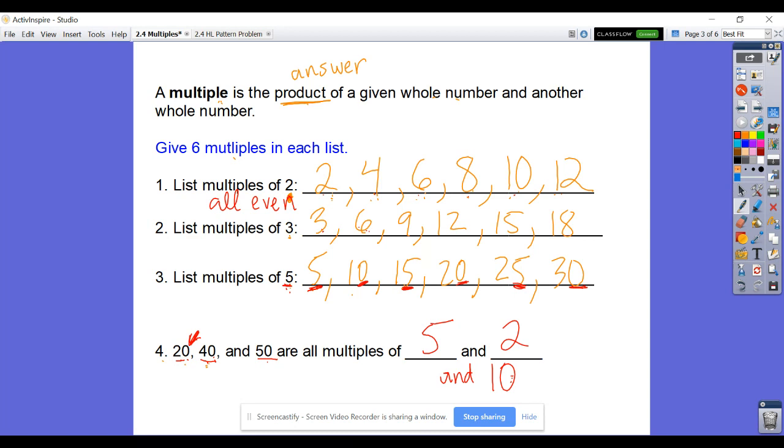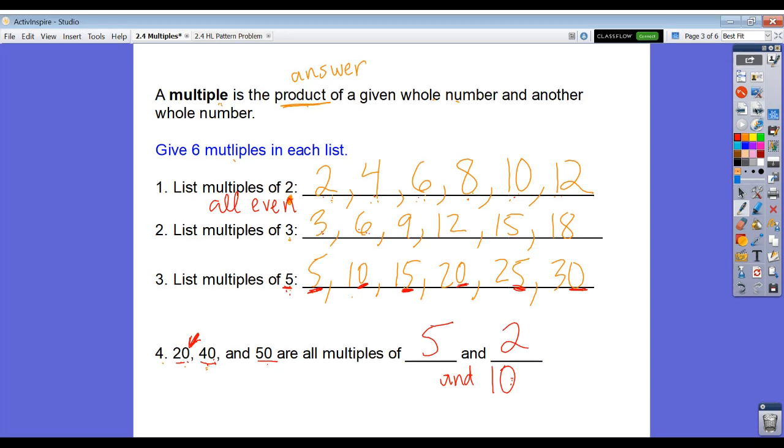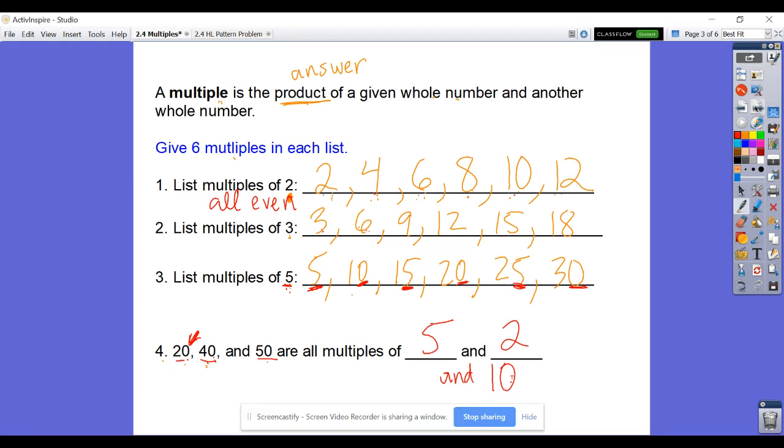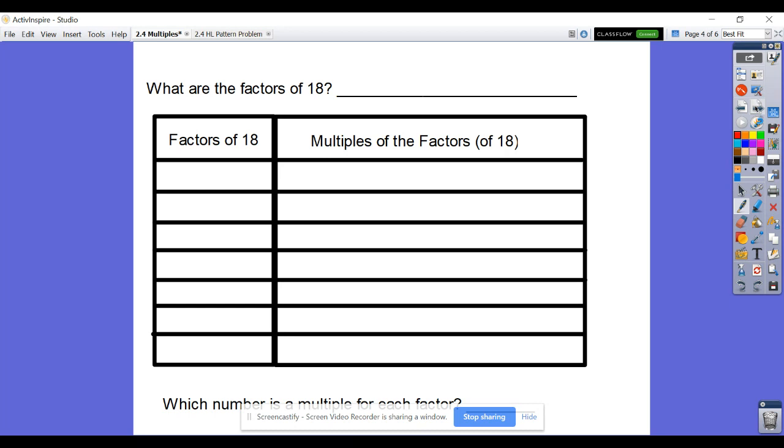Okay, so it's fun to spot patterns in these multiples that can help you get quicker at identifying if a number is a multiple or not, or something we call divisibility, meaning can that number be divided by that number to give you another whole number. But let's take a look at this next question, which is going to be very similar to one you'll see in your math journal. This one's the factors of 18.